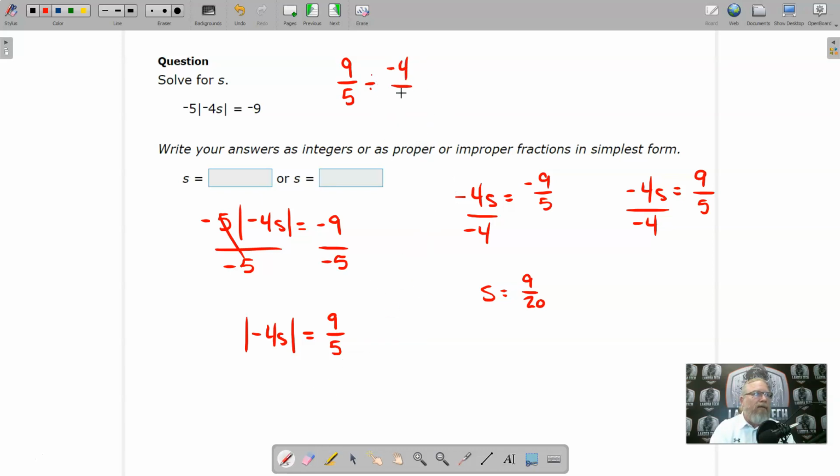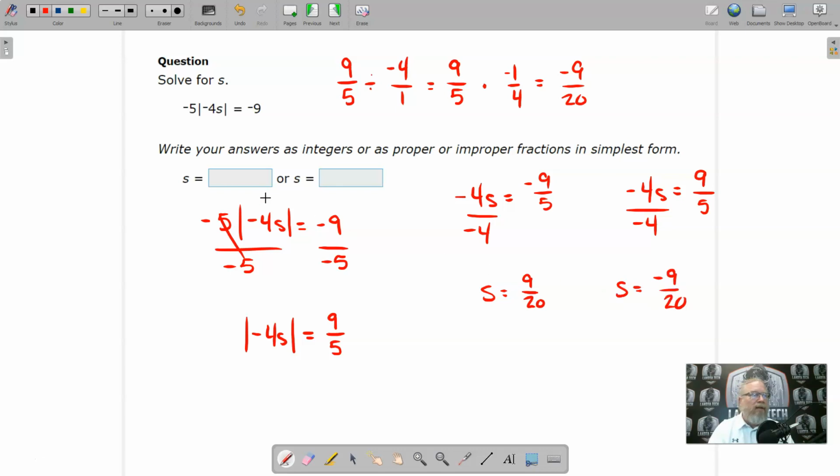Negative 4 over 1. Now I'm going to do keep, flip, change because this is dividing fractions. I'm going to use the keep, flip, change so I can multiply fractions. So keep the first, 9 over 5. Flip the second, 1 over 4, and change the sign. Now, positive times negative is negative. 9 times 1 is 9, and 5 times 4 is 20. So in this case, S equals negative 9 over 20.